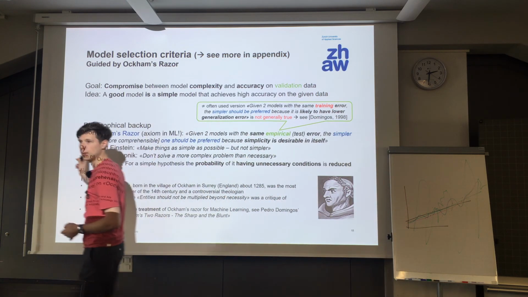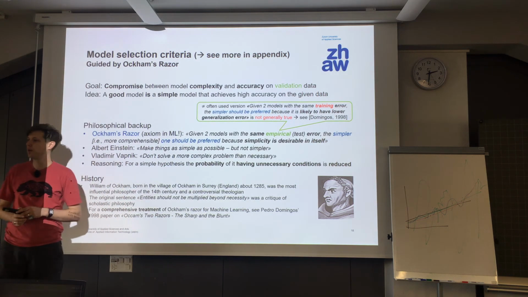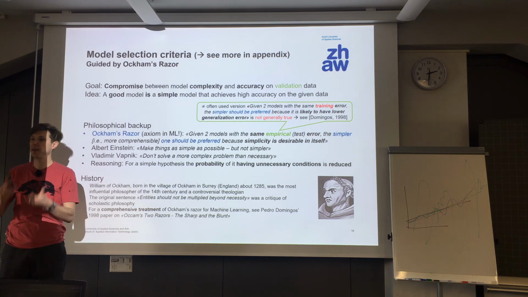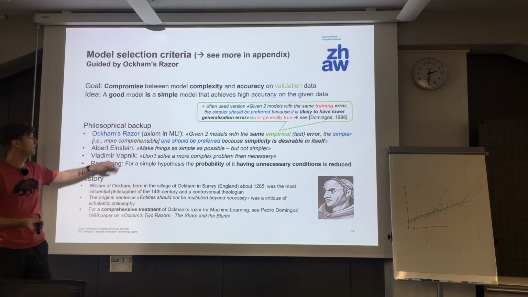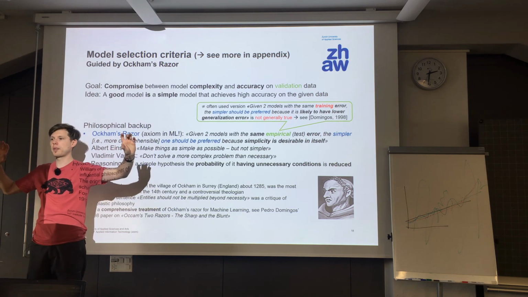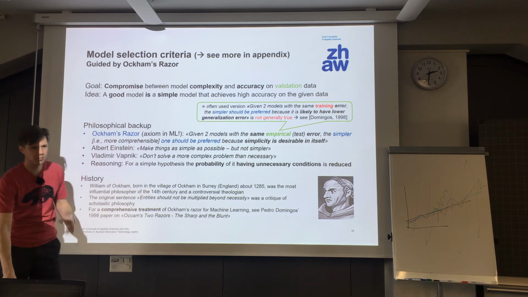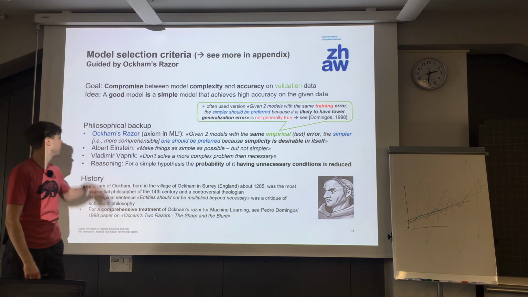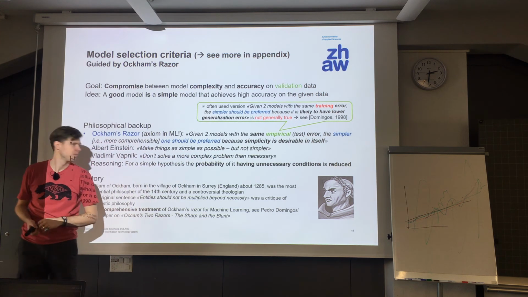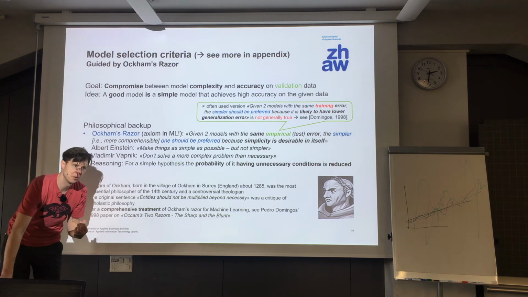There are a couple of important people in machine learning that confirmed that principle. Vladimir Vapnik, the guy who came up with the Vapnik-Chervonenkis dimension stuff in computational learning theory and the support vector machine classifier, he said, you should never try to solve a more complex problem than you need to solve. Content with a simpler thing. Einstein said, make things as simple as possible, but not simpler.